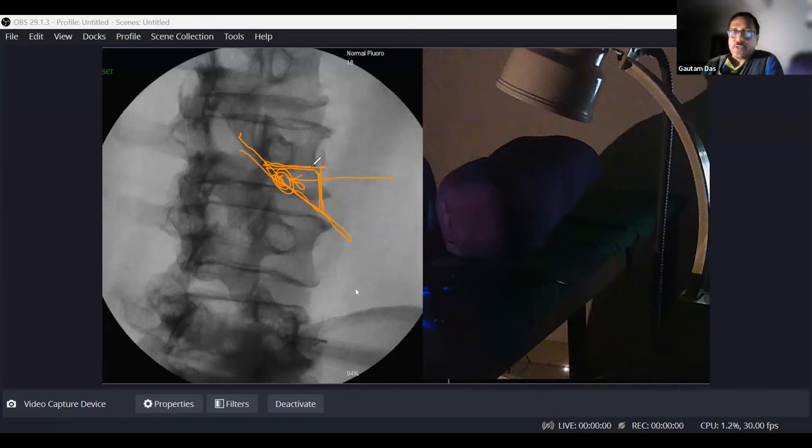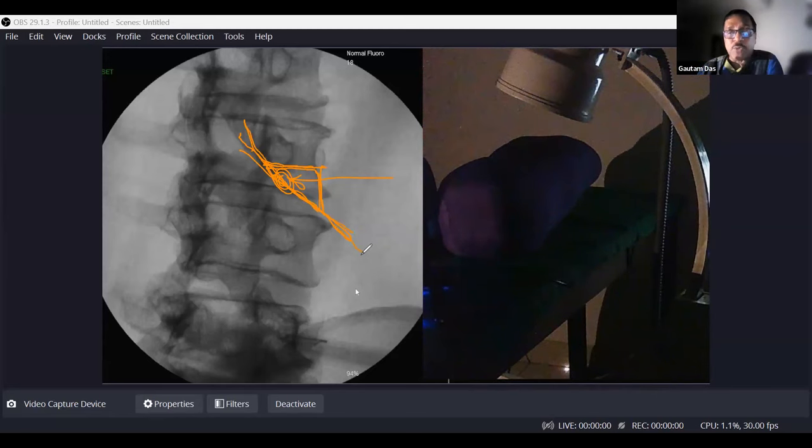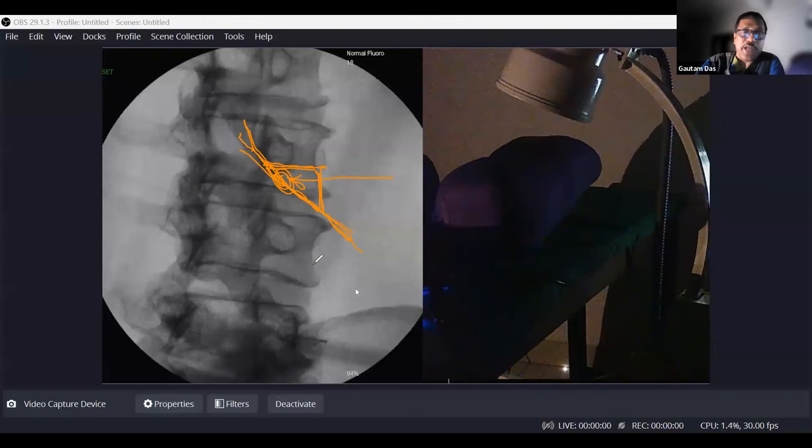So now, this is your exiting nerve root. Exiting nerve root concept is very important. Many times, when I'll be talking about the MRI class and the other classes, I'll be talking about the exiting nerve root and the traversing nerve root. So this is your exiting nerve root. And here is another exiting nerve root. This is another exiting nerve root. So this was your L4 exiting nerve root, L4, and this is your L3 exiting nerve root.